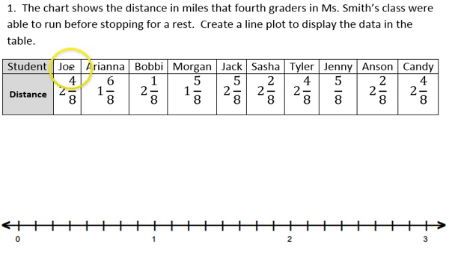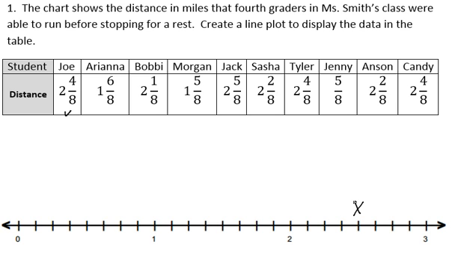So we have our table showing the students and the distance each student ran before stopping. We also have a number line that has been divided into eighths, and here's where we'll plot this information. So I'm just going to take each student one at a time and show where their distance falls on the line plot. So Joe ran 2 4/8 miles. So I'm going to find 2 4/8 on the number line. So I'm at 2, and then I just move over 4 points, and I'm going to put an X above 2 4/8 to show Joe's distance. I'm going to check that off so I know I've done that.